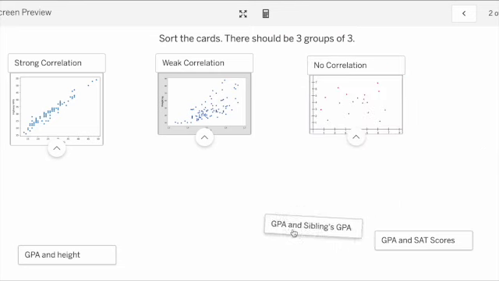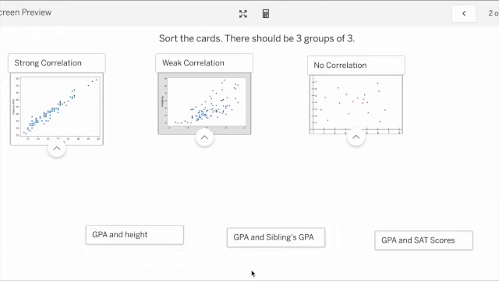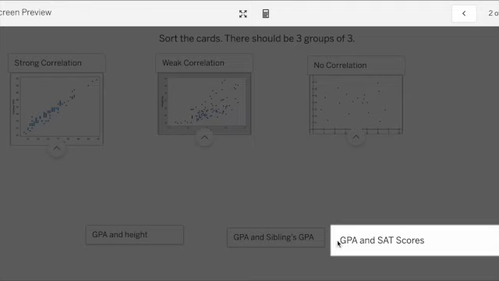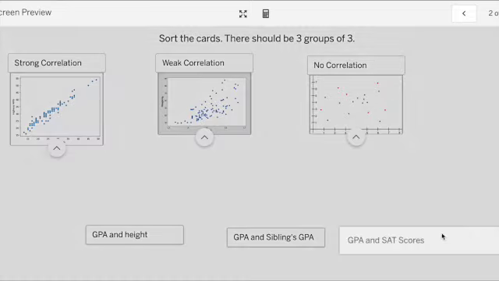Let's do the same thing with our words that we have down here. The strong correlation would be between someone's grade point average and their SAT scores. There is a strong correlation between those two things. Students that get really good grades typically also get very good SAT scores. It's not always the case. I've known exceptions to that rule, but there's a very strong relationship between those two things. So that would be a strong correlation.